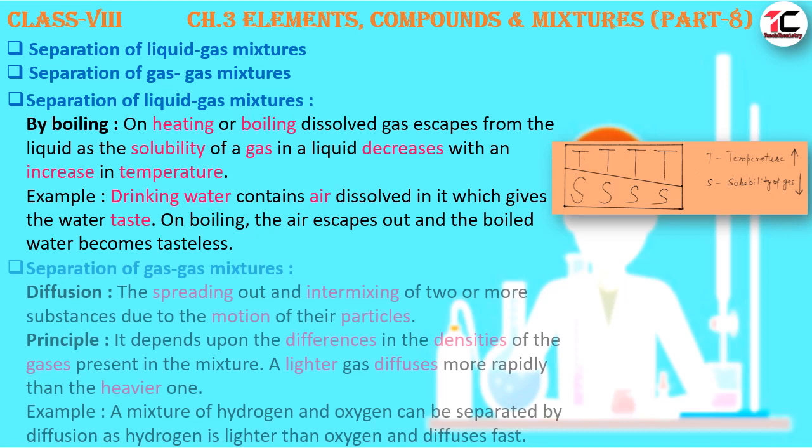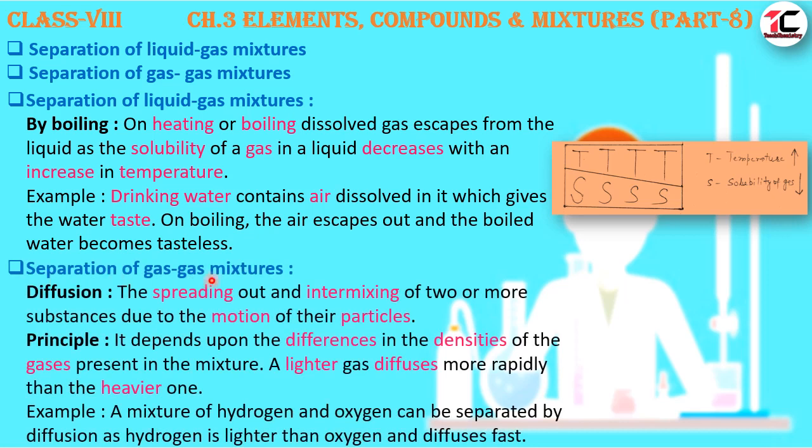Let us see the next method, separation of gas mixtures. Here the first method is diffusion. What is diffusion? The spreading out and intermixing of two or more substances due to the motion of their particles is called diffusion. What is the principle behind it? It depends upon the differences in the densities of the gases present in the mixture. A lighter gas diffuses more rapidly than a heavier one.